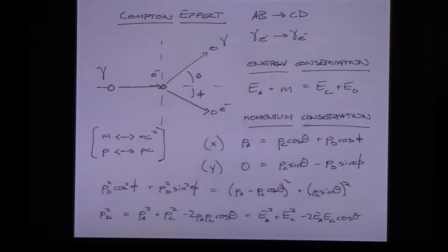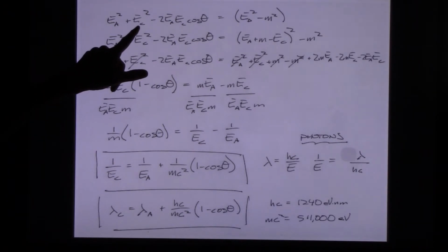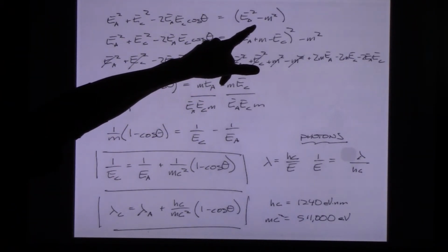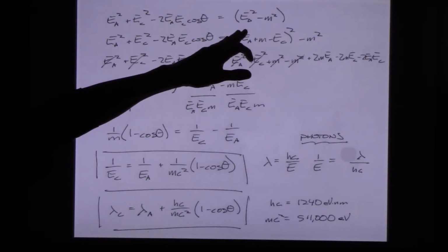The last thing we want to eliminate here is the momentum of the electron. Now the way we can do that is on the next page. What I can do is take EA squared plus EC squared minus 2 EA EC cosine. This is the momentum squared of the electron. So the electron's momentum can be written in terms of the electron energy squared minus the mass of the electron squared. Again, that's from special relativity.